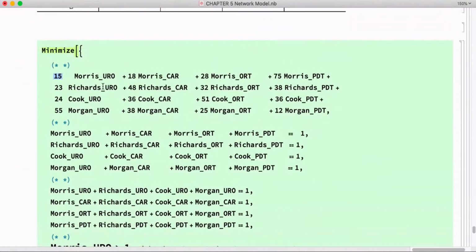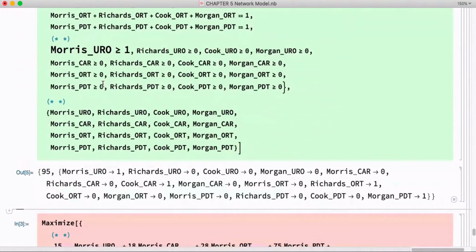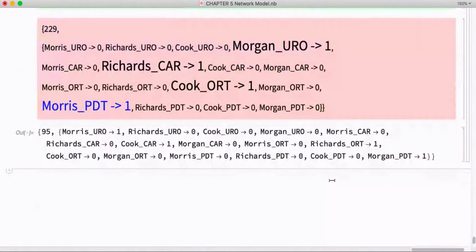Who is allocated in urology? Cook is allocated in urology. She's also good, but she's not the best. If I take it, I make the change, and I solve the problem, what do I get? I get an altered solution. And that altered solution, it is here.